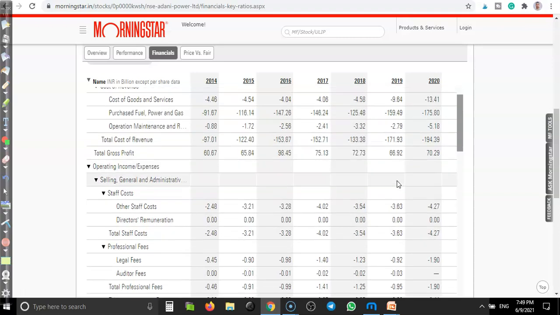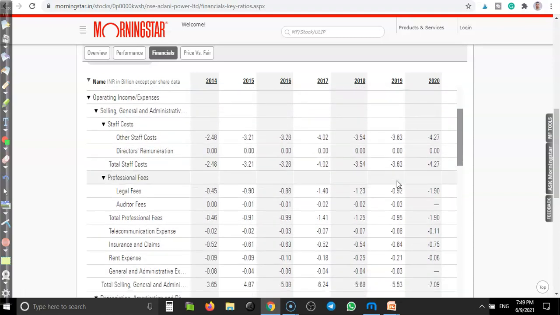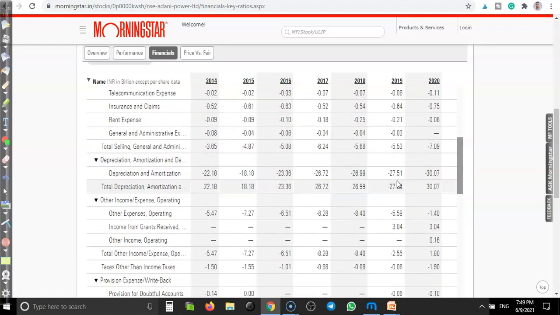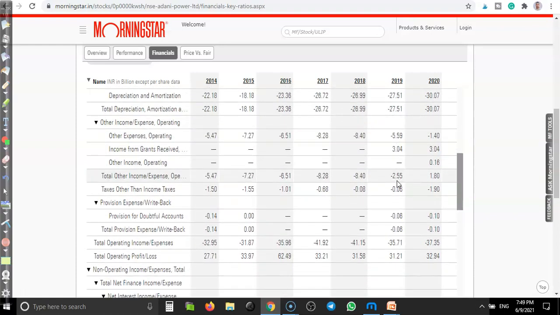So that is why I'm not interested to take a position, and I don't want to hold my position for the long term here. So let's see another criteria.